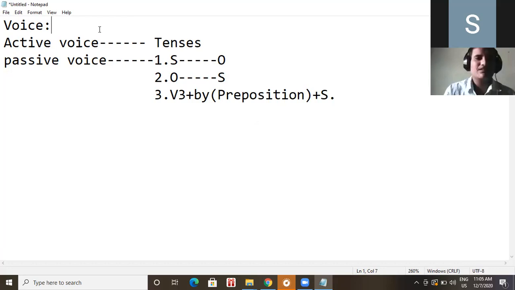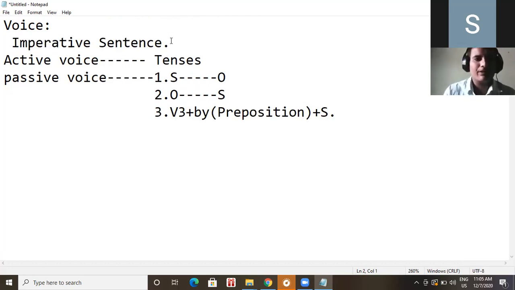How many types of sentences are there? We have to discuss this. This is an imperative sentence. How do we change it? We have to change the imperative sentence. In an imperative sentence, it starts with subject and ends with a full stop. So here, a full stop is compulsory. Understand?